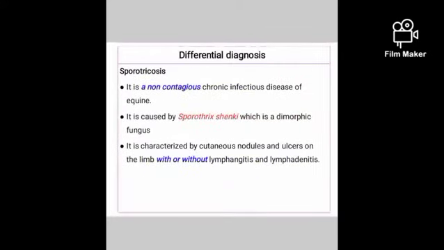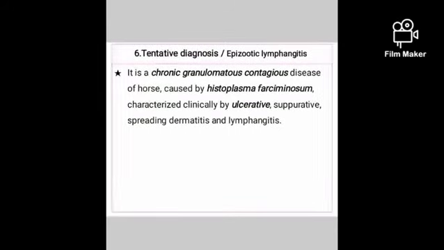And sporotrichosis is not found most of the time in our country, Ethiopia, and there is no history of sporotrichosis. It is a non-contagious chronic infectious disease in equines caused by Sporothrix schenckii. It is characterized by cutaneous nodules and ulcers in the limb with or without lymphangitis.